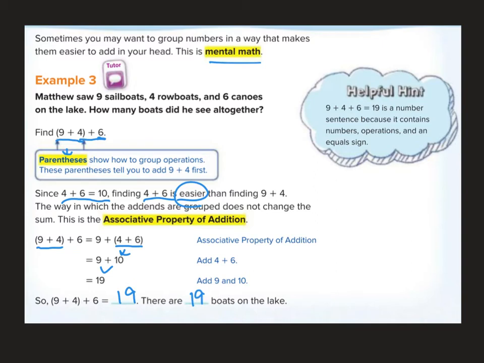So our associative property says, hey, you don't have to do 9 plus 4 first. You can switch the parentheses and do 4 plus 6 first. Because parentheses means do it first.